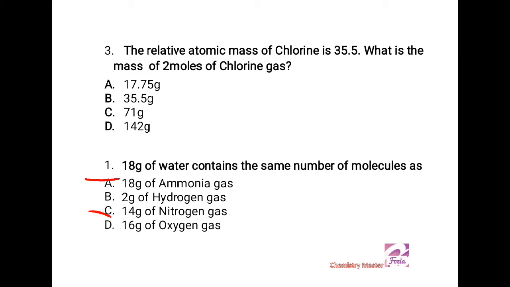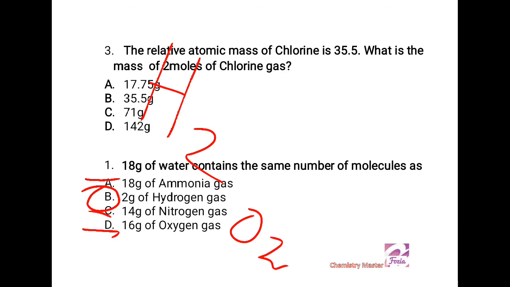Now when we see option D, that is 16 gram of oxygen gas, again oxygen gas is also diatomic, so it will be doubled. So D is also wrong. But when we see 2 grams of hydrogen gas, yes, that is very true, because hydrogen also exists in diatomic molecular form, and 2 of the hydrogen gas atoms give us 2 grams in the mass.